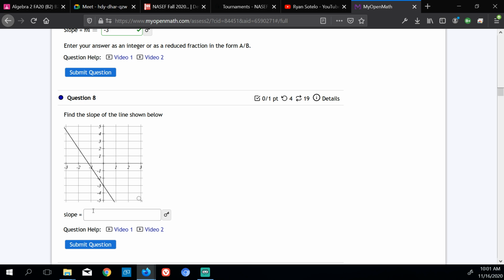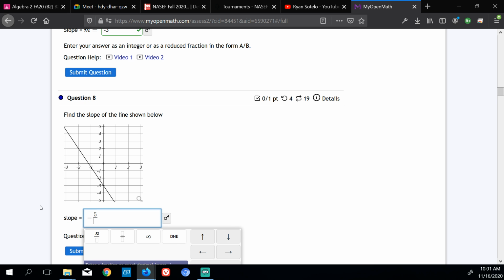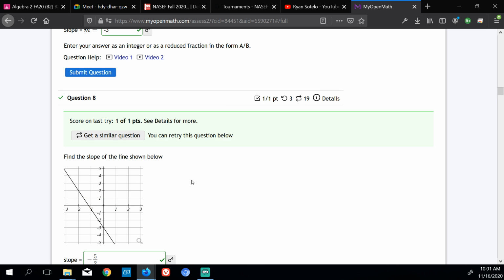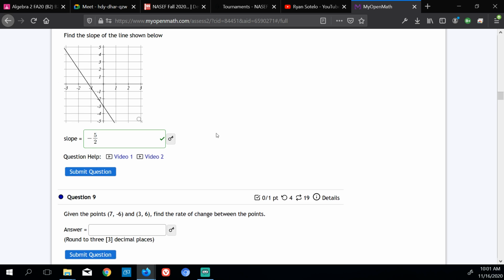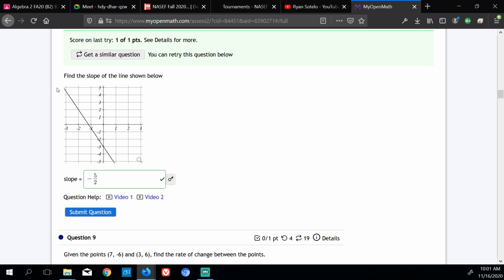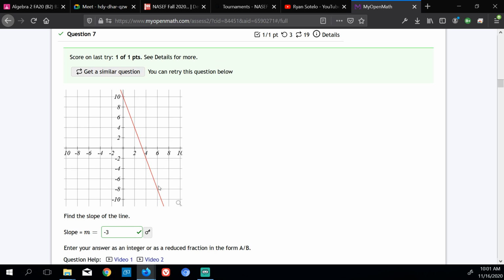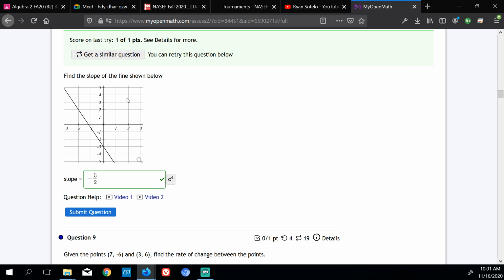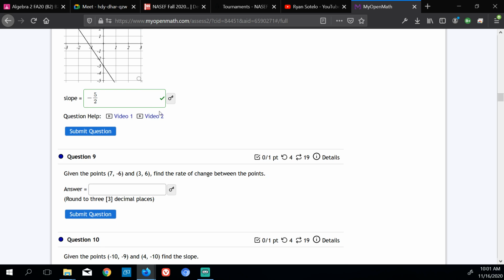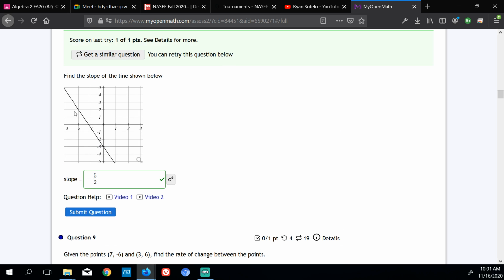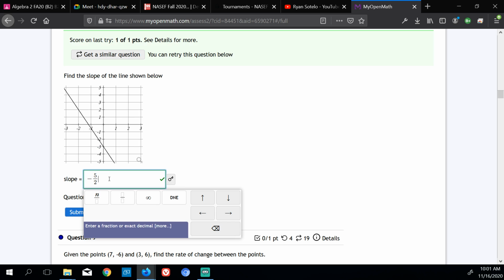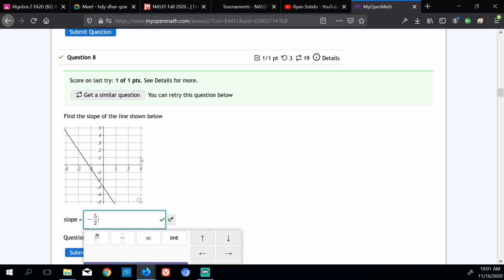Yeah, so it's -5 over, and how many units is that? 2? Yeah. Just make sure, watch your signs. If you're reading the graph left to right and it's going down, it has a negative slope. And here's another negative slope. If it's rising, it's a positive slope. So with those, do we have to get the fraction reduced, or can we leave it like that? You probably have to simplify.